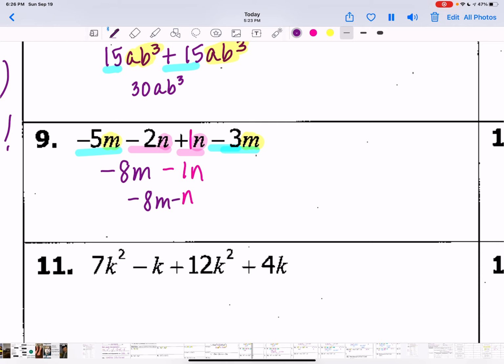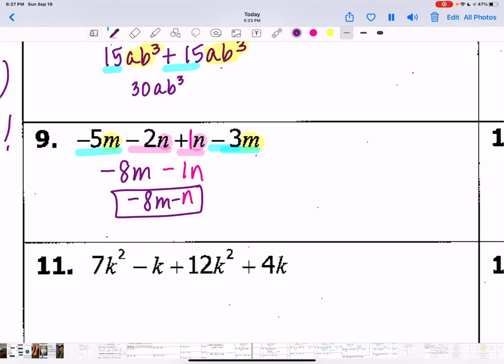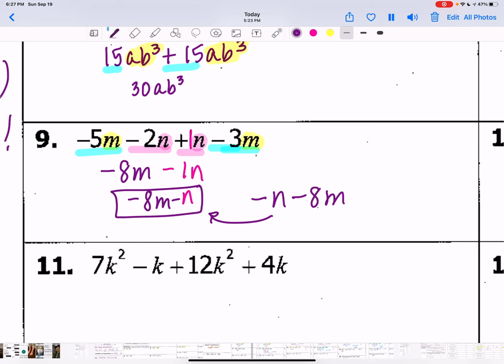And then also we typically go in alphabetical order when we're writing this down. So m would come before n, and this would be the standard answer. Now you may see it as -n minus 8m, and those are the same thing, because as long as the sign is attached to the correct variable, you can move them around. However, the -8m minus n is more correct as far as standard form. But they're both equivalent amounts.